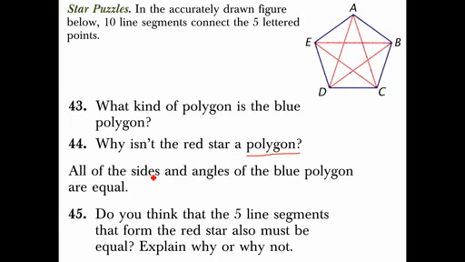All of the sides and angles of the blue polygon are equal. So keep that in mind. All the sides, so these sides are all equal. And all of the angles are equal. Later on in the year, we're going to call this a regular polygon. I think I may have used that phrase already. Regular polygon. So now they're asking, are the 5 line segments that form the red star equal? What do you think? With an explanation. So think about that a little bit.